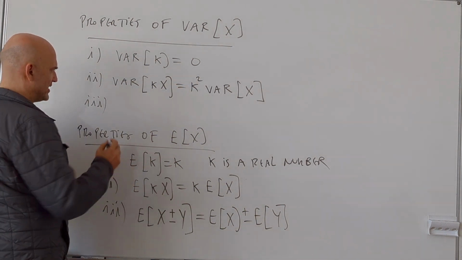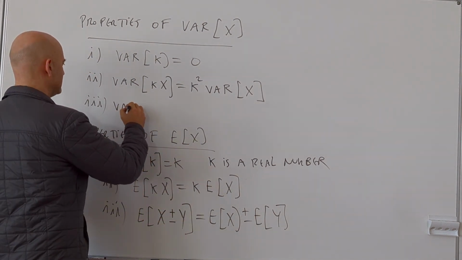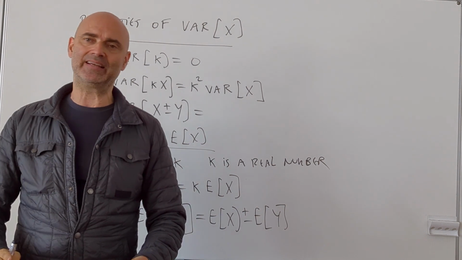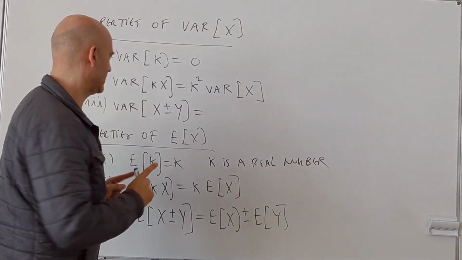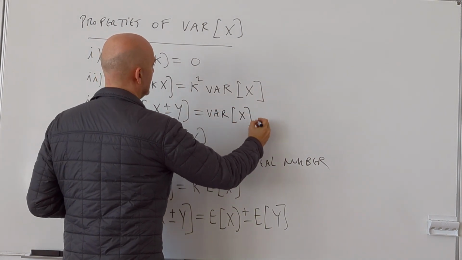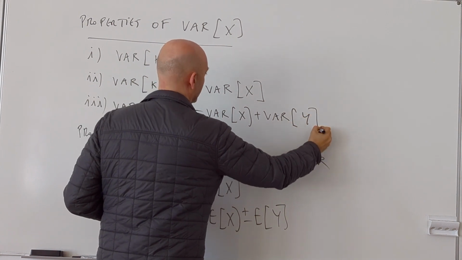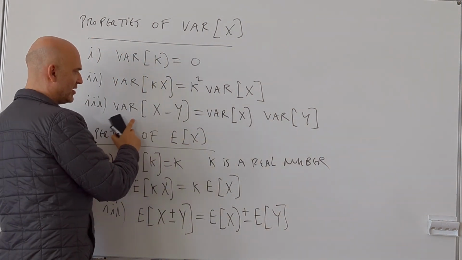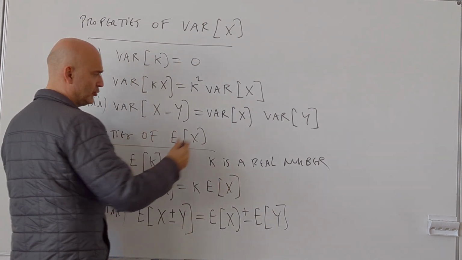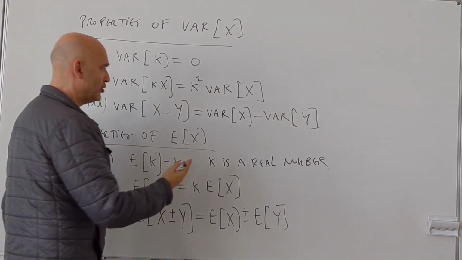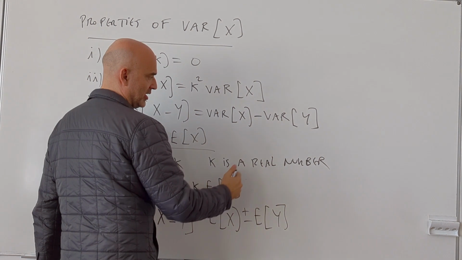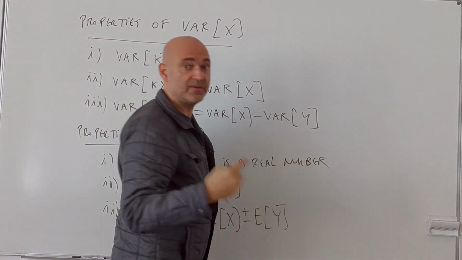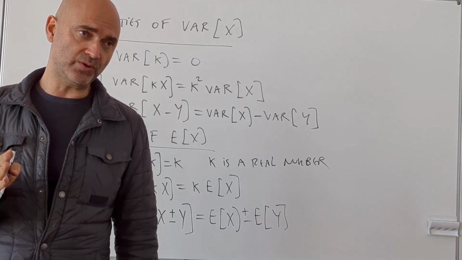And the last property is for the sum or subtraction of random variables, x plus or minus y. And here we always get the sum, never the subtraction. Okay? We get variance of x plus variance of y. It's not correct to put minus here. If we have variance of x minus y, we cannot do this. Why? Because if we do this, it is possible to have a negative value. If the variance of y is higher than the variance of x, the result will be negative, and that is impossible because the variance is equal to 0 or higher than 0.